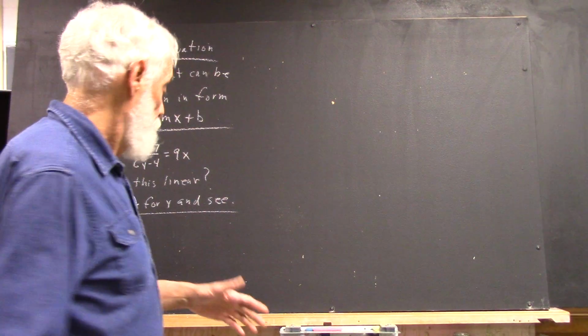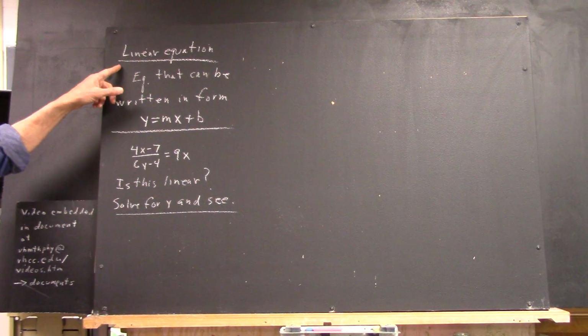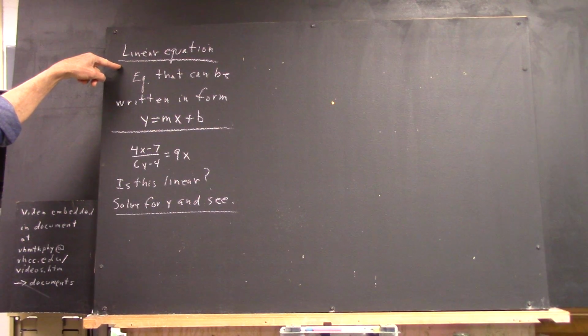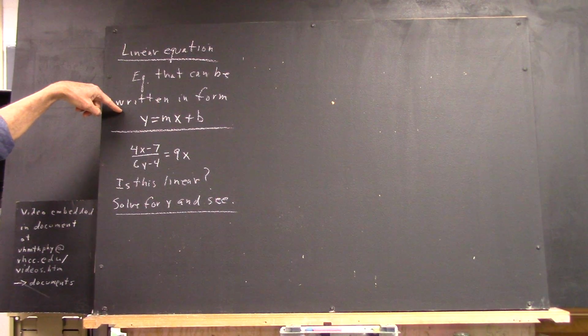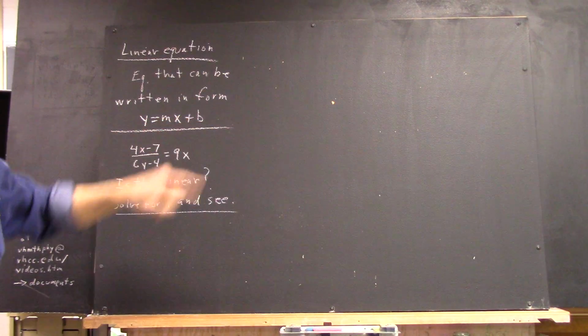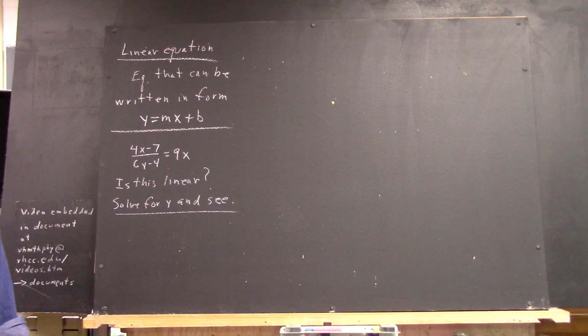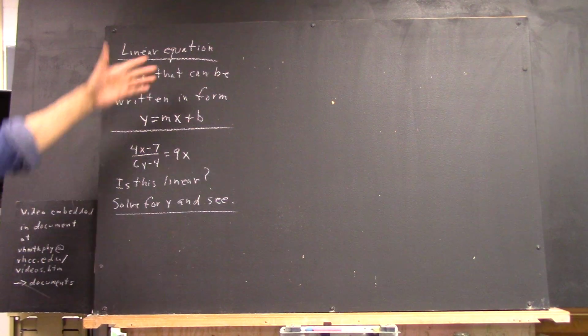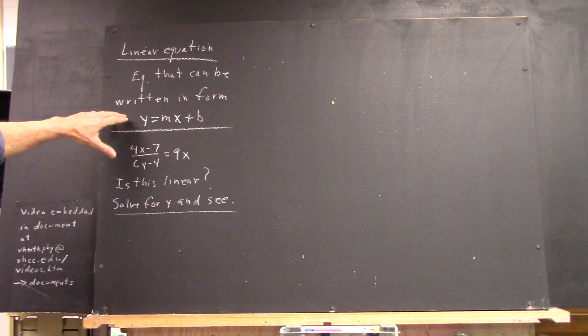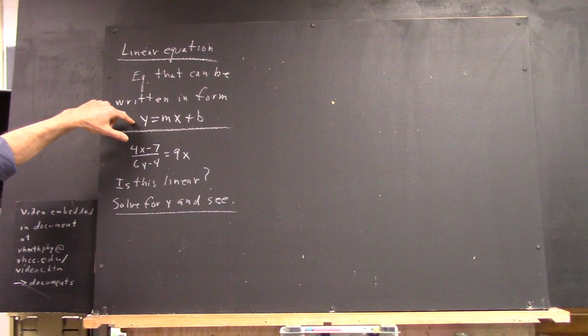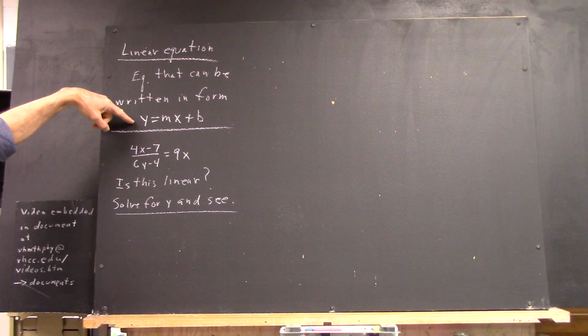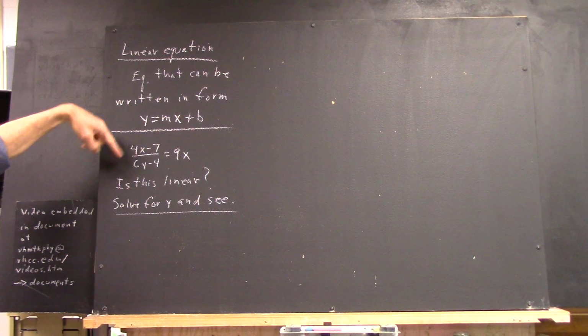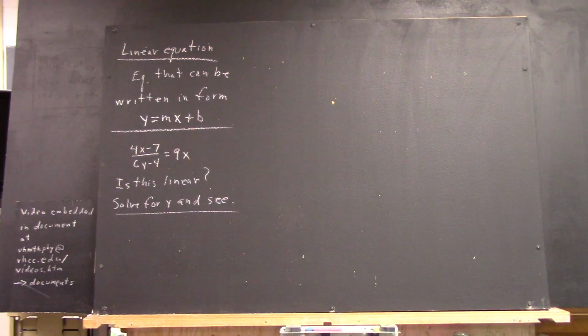Okay, again, why are we doing this? Well, a linear equation I'm going to define to be an equation that can be written y equals mx plus b. Actually, I should call it a linear function. My terminology isn't great here, but we'll proceed anyway. So can we put this in the form y equals mx plus b?